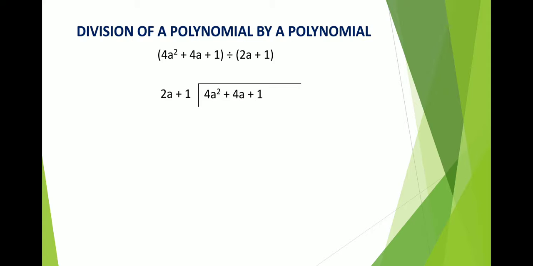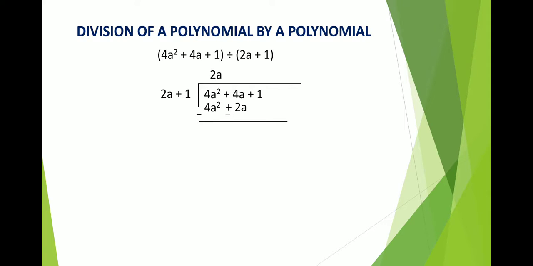So 2a will divide 4a squared 2a times, because 2 into 2 is 4 and a into a is a squared. So 2a into 2a is 4a squared. Also 2a plus 1, when 2a gets multiplied with plus 1, then we'll get plus 2a. Now in division, we do the subtraction, and in subtraction we change the sign. So 4a squared becomes minus 4a squared. Similarly, 2a becomes minus 2a. So here the sign changes because of subtraction.